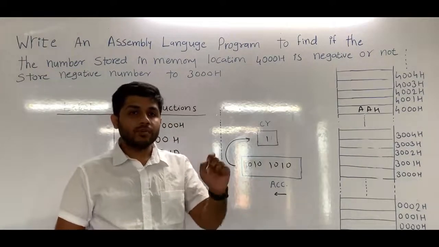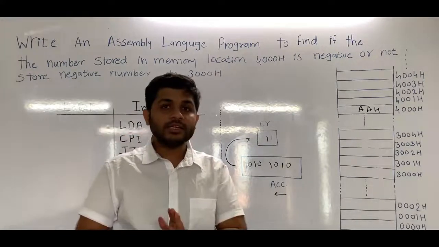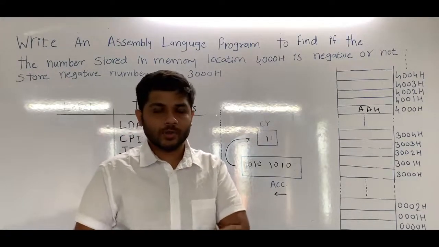So this is how the program is done. Now you have to solve it by yourself. You have to check whether the number is positive or not. Okay? And do it yourself.